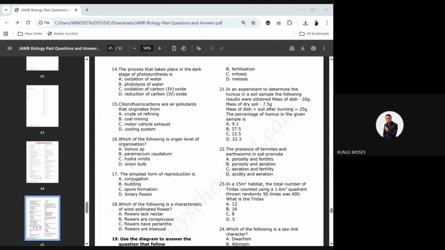The simplest form of reproduction is what? Binary fission. Binary fission. Yeah, that's good. Which of the following is the characteristic of wind pollinated flowers? I like this question. Flowers lack nectar, so they cannot attract pollinators.